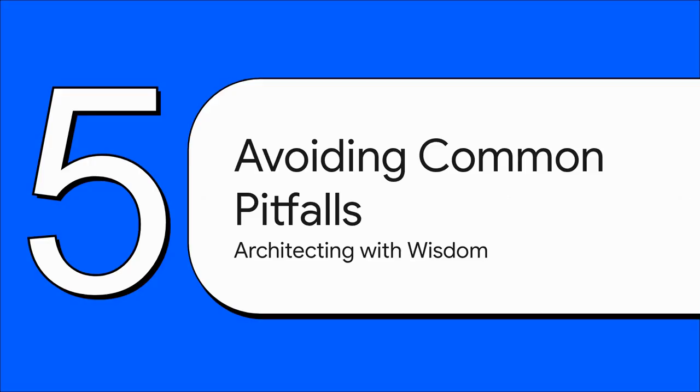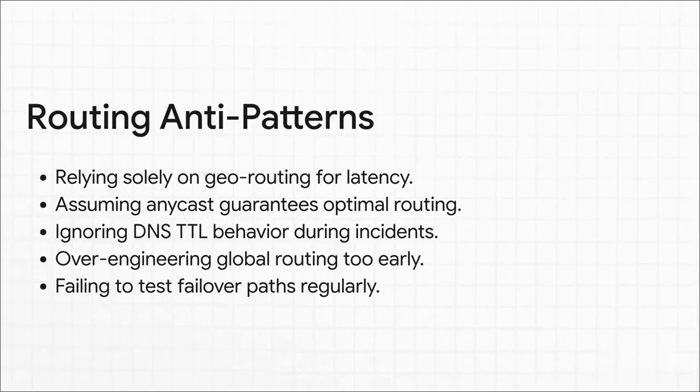All right, to wrap this all up, let's quickly go over some lessons learned the hard way. These are the common anti-patterns, the pitfalls that you want to actively avoid when you're designing your own global routing strategy. First, don't use geo-routing and expect it to be the fastest. We've already busted that myth. Second, don't just assume that a fancy anycast network is some kind of magic bullet that solves everything. It's got its own quirks. We just talked about DNS TTL. Please don't ignore it. This is a big one.